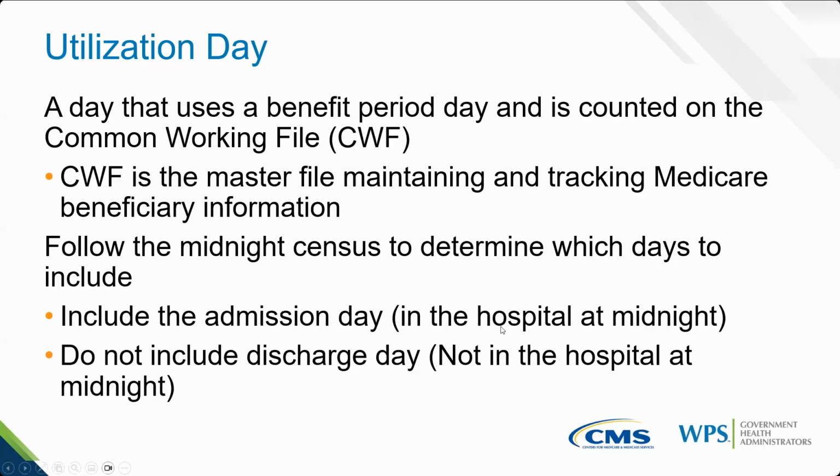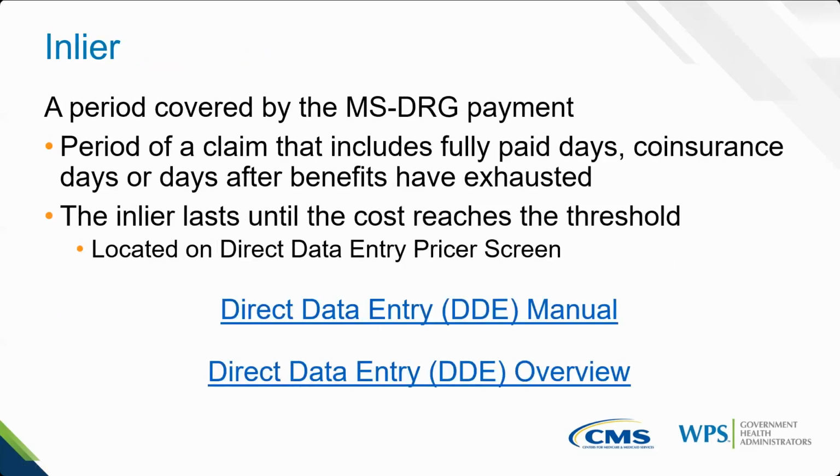Now, there's also something called an inlier day. Now, this is the period of time that you're getting paid for during that MSDRG before you reach that dollar amount threshold. Because remember, it's set up to be one big payment for an MSDRG. And this is how much you're going to get paid. This includes everything you're talking about. So it could be your full pay days, your co-insurance days, could also be those lifetime reserve days, could also be after some benefits exhaust, because the payment doesn't stop or isn't reduced just because those benefit days are done. However, an outlier would be. So an outlier is going to affect differently. So we're just talking about inlier.